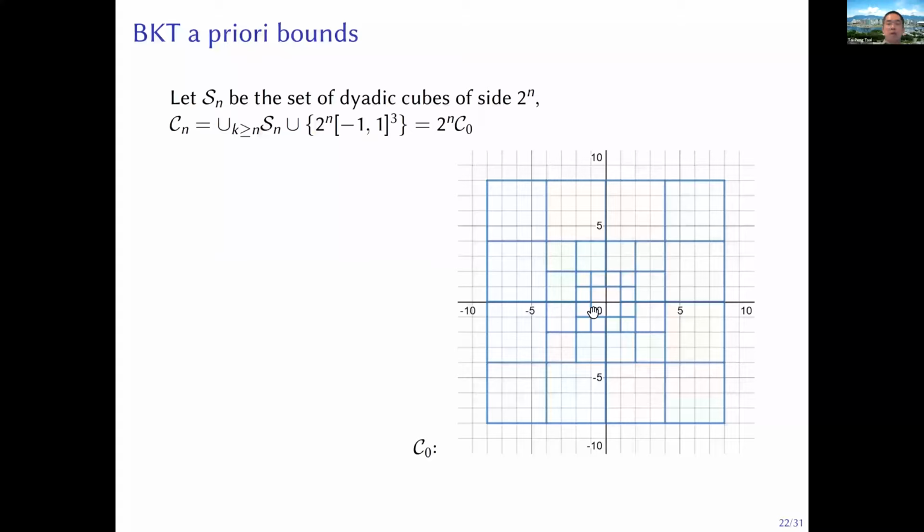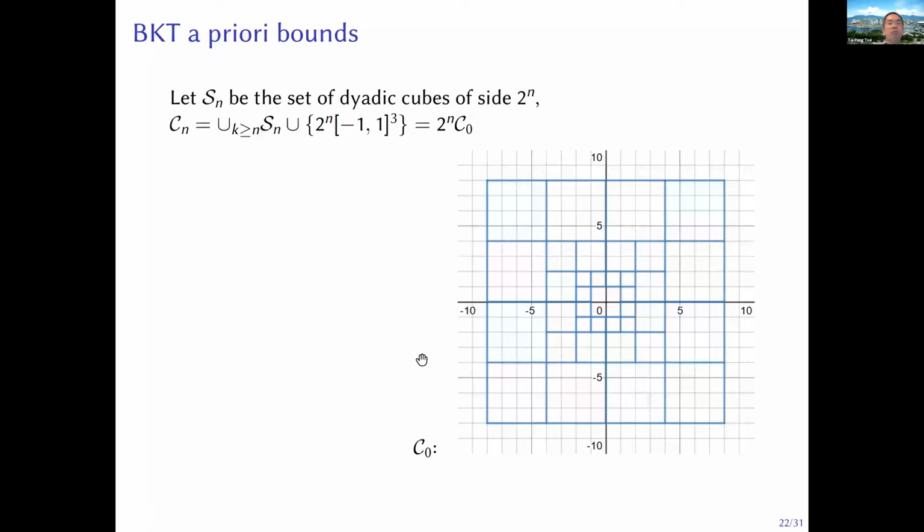And then we have the middle guy here. And so this entire thing is my C0. So Cn is a union of all Sk for k bigger than or equal to n, and including the middle guy. And then this is basically a rescaled version of C0. So this is my family of cubes. So you can see that this is a decreasing family of cubes. Not counting this guy, then this part is a decreasing family. So basically we're just gluing the inner guys together at each step.